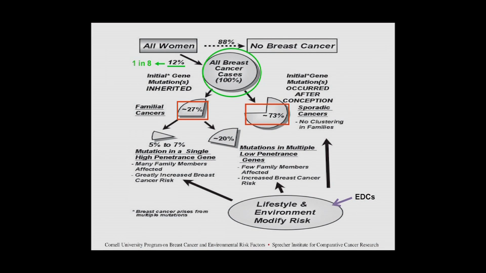I'm going to skip this because you all know now that 1 in 8 women are affected by breast cancer, but the important part is at the bottom of this picture. Environment and lifestyle are really the major portions of what we have in our life that may be modifying breast cancer risk. And I want to specifically talk about endocrine disruptors.